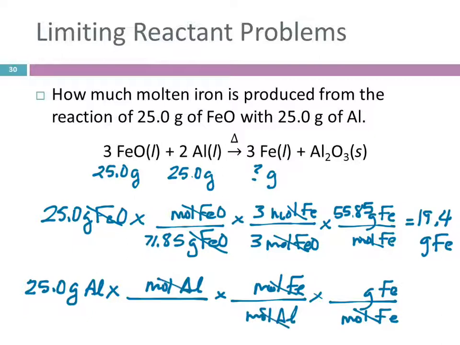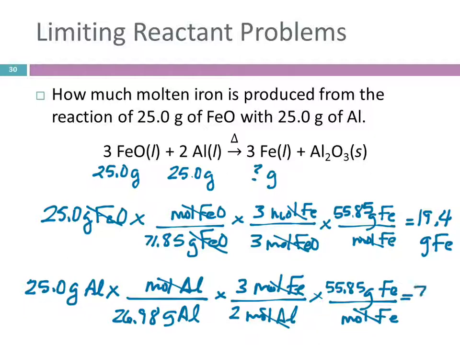Just getting my units all lined up here. Okay, so grams per mole of aluminum, 1 mole is 26.98. That's just from the periodic table. Iron, 3, and aluminum is 2. And then this last term ends up being the same because it's grams of iron per mole of iron. So 25 divided by 26.98 times 3 divided by 2 times 55.85. Well, that's a little different, isn't it?